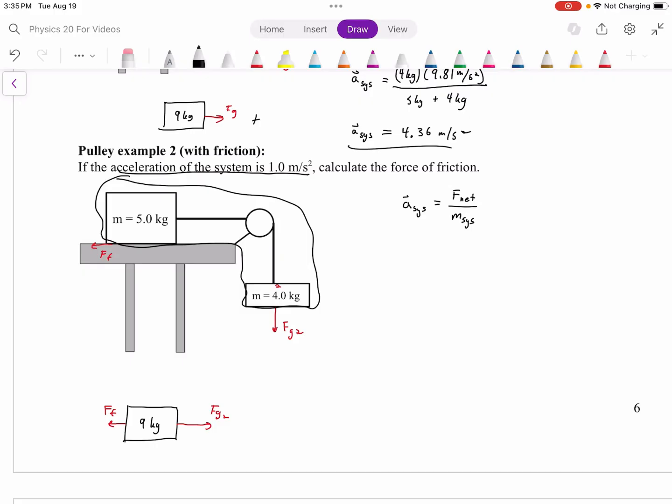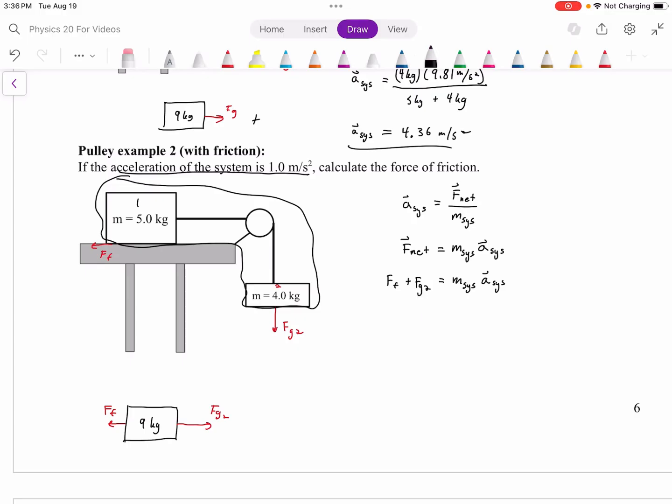So we want to calculate the force of friction. So I'm going to solve this for F net. So F net equals MA, okay? But F net now has more than just the force of gravity. There's also the force of friction. So F net is that force of friction plus that force of gravity. Just the force of gravity from this mass, right? Fg2, if I'm calling that mass 2.